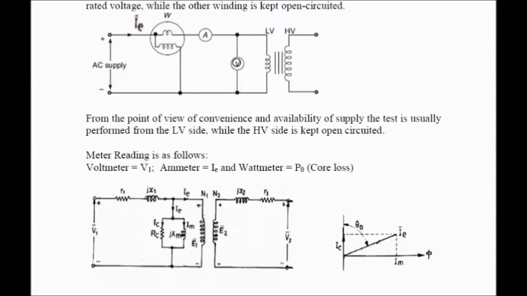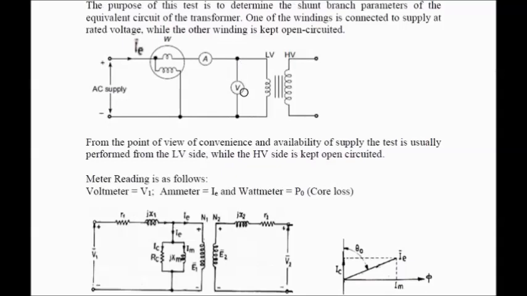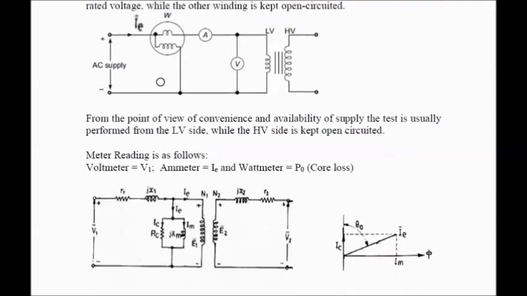This voltmeter gives me the low voltage rated voltage value or V1. This ammeter gives me the no load current, because the high voltage side is open circuited, so no load current is flowing here. Hence on the primary side only no load current will flow. And this wattmeter will give me mainly core loss.